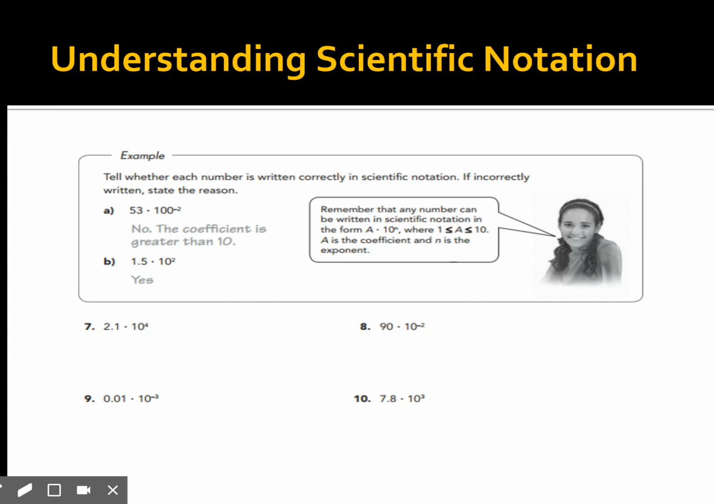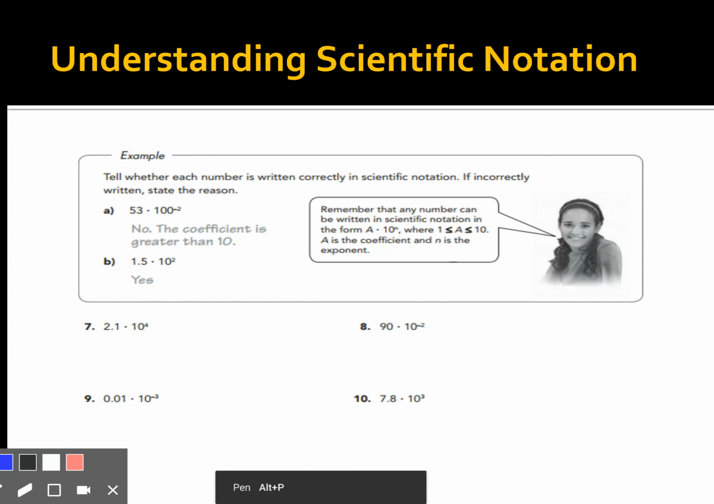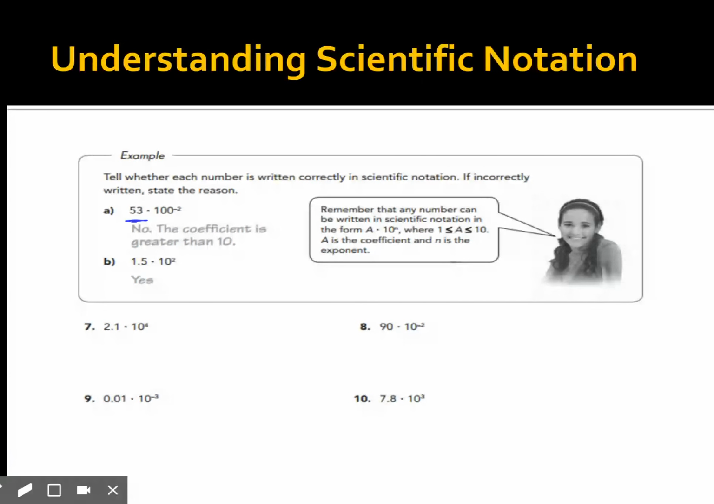So understanding scientific notation. Again, a number in scientific notation is a coefficient greater than or equal to 1 and less than 10, and then it's multiplied by a power of 10. So here we have some examples. 53 times 10 to the negative 2 power. This is not in scientific notation because 53 is greater than 10. Letter B here, 1.5 times 10 squared. Yes, this is. 1.5 is greater than 1 but less than 10, and then we have 10 to the second power.